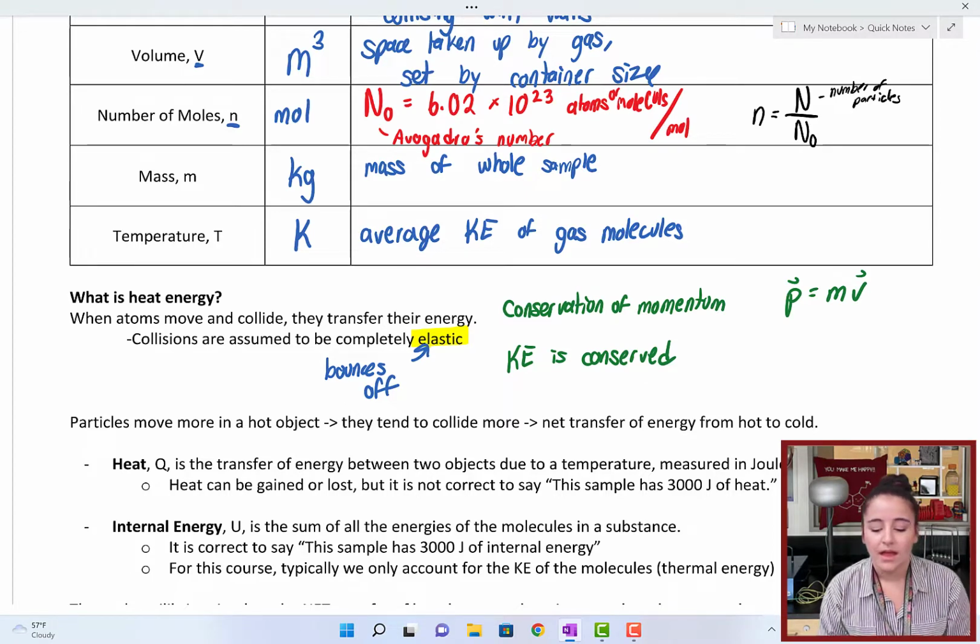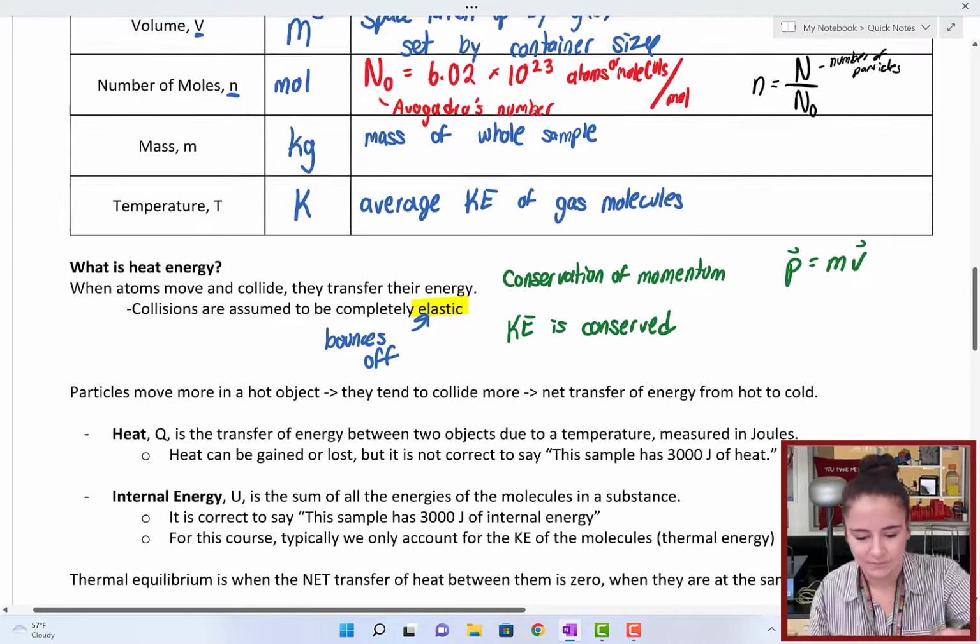This is why things can transfer their energy through those collisions, because that kinetic energy is conserved. Now, particles tend to move more when they're in a hot object, okay? Higher temperature means the molecules are moving more. And if they're moving more, they're going to collide more, and if they collide more, they transfer that energy. The cold molecules maybe aren't moving as fast. And because of that random motion, because of that conservation, there will always be a net transfer of energy from hot to cold in those collisions. The high energy ones are going to collide more with those low energy ones and share that energy. Okay? And we call that transfer of energy heat.